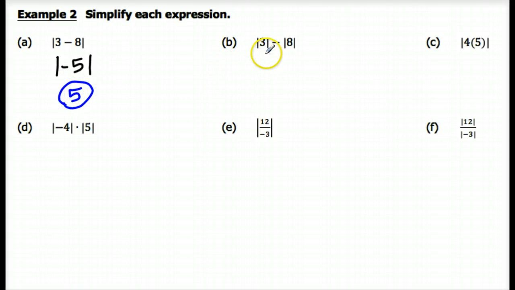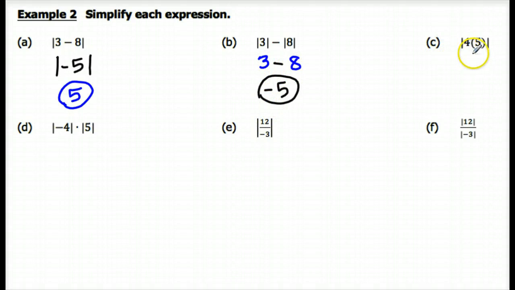For B, we have the absolute value of 3 minus the absolute value of 8. So this time, the 3 and the 8 are their own separate absolute values, so we're going to go ahead and simplify each of these first. The absolute value of 3 is just 3. The absolute value of 8 is just 8. So this is really asking us to take 3, subtract 8. Well, 3 subtract 8 is -5. So in this case, even though the problem has absolute values in it, you're getting a negative answer because you're taking the absolute value of one number, subtract the absolute value of another one, 3 minus 8.